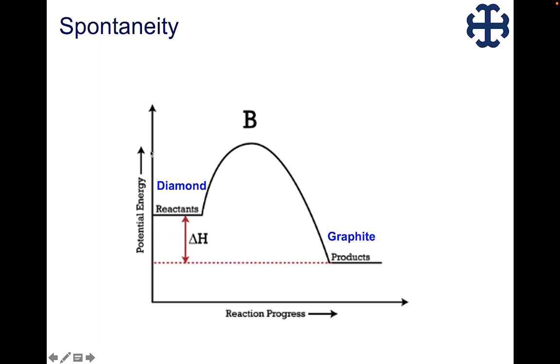You'll notice that the y-axis here is energy. We have to go up in energy in order to get over this hill before we can get to graphite. And so even though this would be a thermodynamically favorable process, the reaction does not normally occur because we have this barrier, and we're going to talk a lot more about that in kinetics.